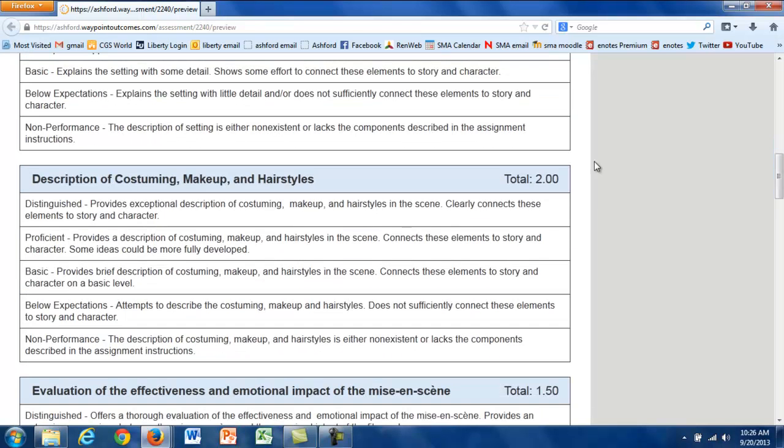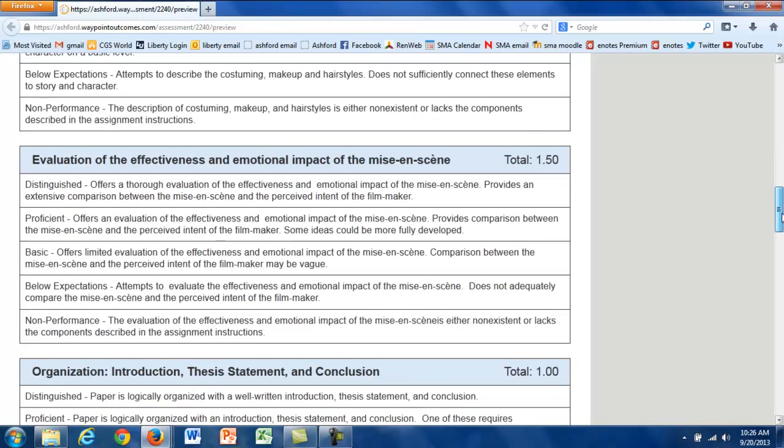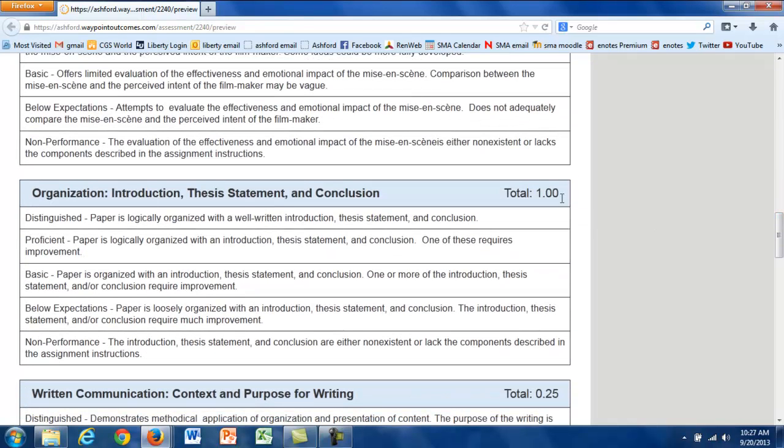Have you described the costuming, makeup, and hairstyles? That's 20% of the grade. Have you evaluated the effectiveness and the emotional impact of the scene? That's 15% of the grade. And then the organization of the paper. You have to have an introductory paragraph. That introductory paragraph has to contain a thesis statement that tells specifically the areas of the paper that you're going to study. You also have to have a concluding paragraph, a paragraph that sums up the entire paper. That's 10% of the grade.